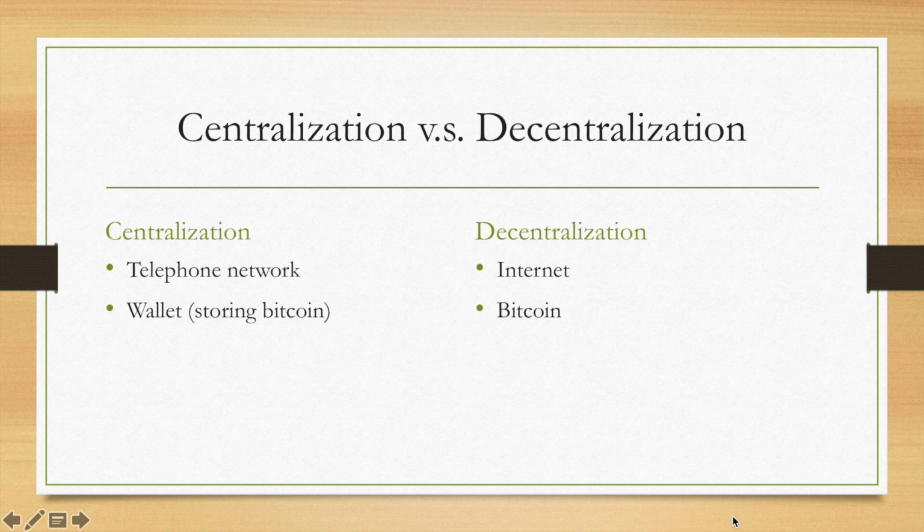Let's compare the centralized system and the decentralized system. The telephone network is a good example of centralization. The internet is an example of decentralization. We can see that the internet is more successful than the telephone network because it's more resilient. In Bitcoin, the core concept is decentralization, but we cannot build the whole system only on decentralization. The wallet that stores the Bitcoin is also built centralized. So both systems have their benefits, and we can often see them merged and used in a mixed way.